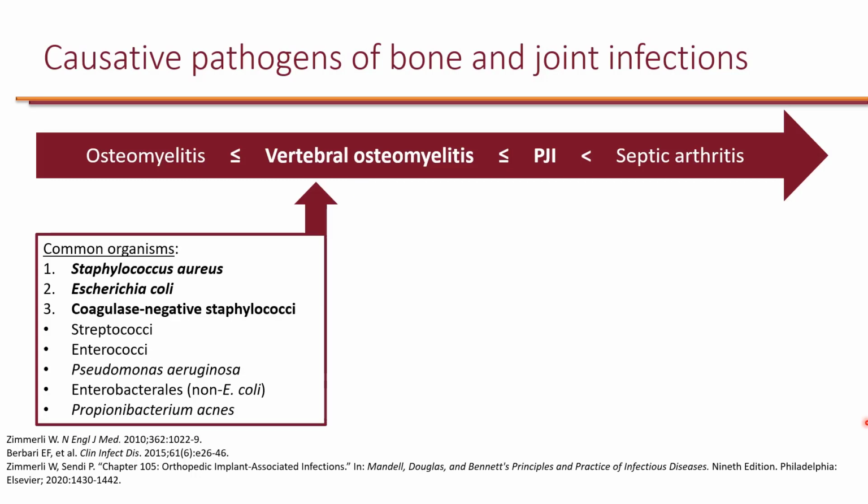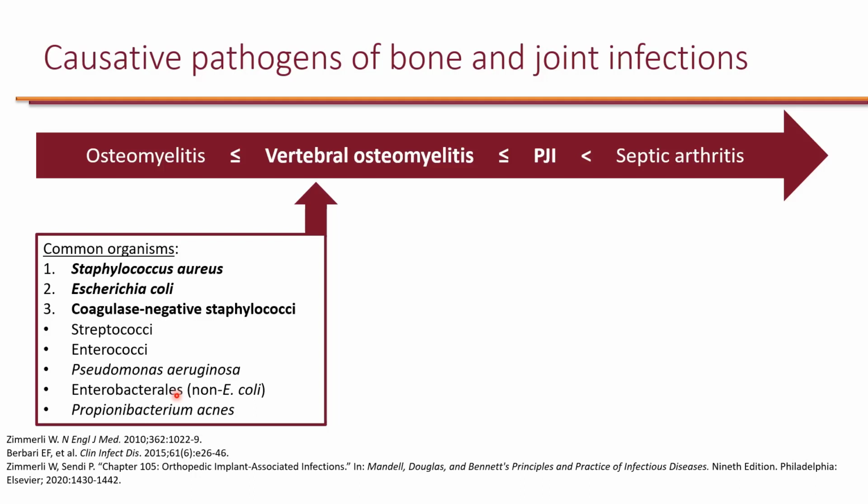Regardless of the severity, let's take a look at the common organisms causing vertebral osteomyelitis. By far, the most common causes of vertebral osteomyelitis include Staphylococcus aureus, Escherichia coli, and coag-negative staphylococci. Now, because vertebral osteomyelitis is often hematogenous osteomyelitis, bacteria that commonly cause bacteremia can lead to vertebral osteomyelitis, such as streptococci, enterococci, pseudomonas, as well as non-E. coli Enterobacterales.